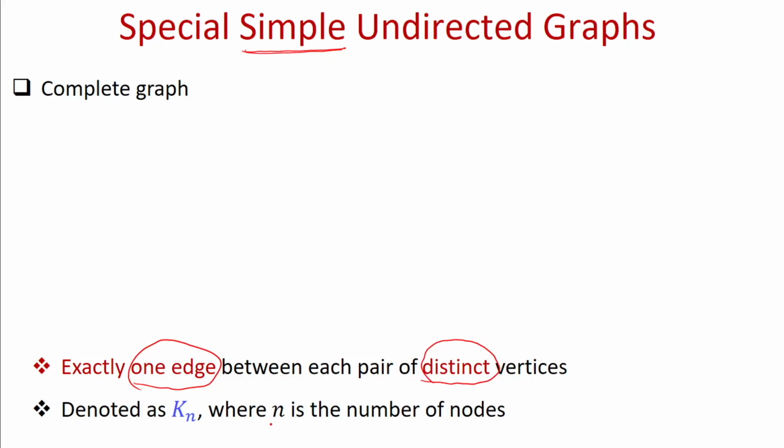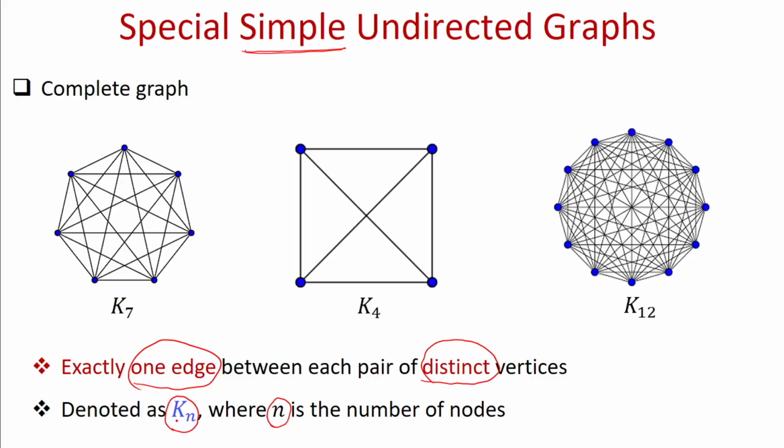And if n is the number of nodes in a complete graph, then we use the notation k sub n to denote a complete graph with n nodes. So these are some of the examples of complete graphs with various values of n. The complete graph with 7 nodes is this, complete graph with 4 nodes is this, complete graph with 12 nodes is this.